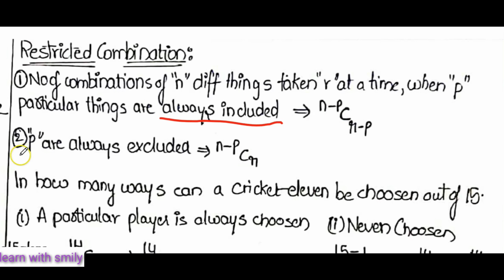Coming to the second point, p are always excluded. When those are excluded every time we are making a combination, then the formula is n minus p C r. When they are included, we have to subtract p from both n and r. When they are excluded, we subtract p only from n.